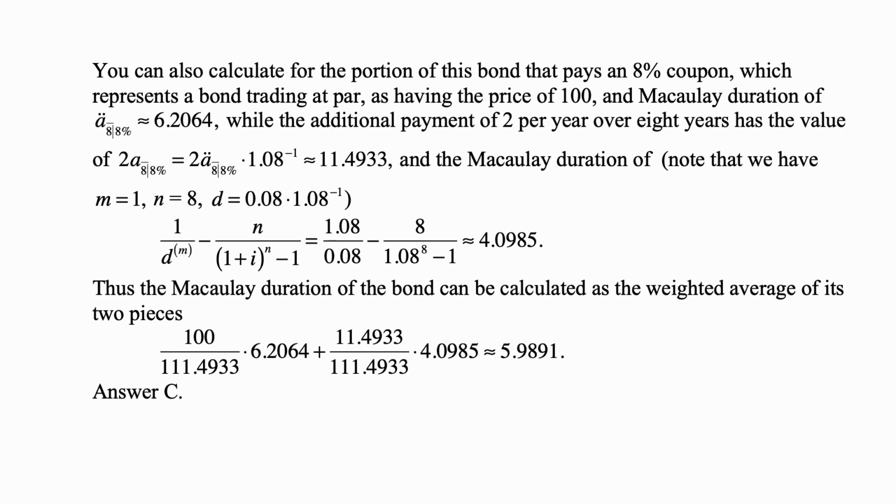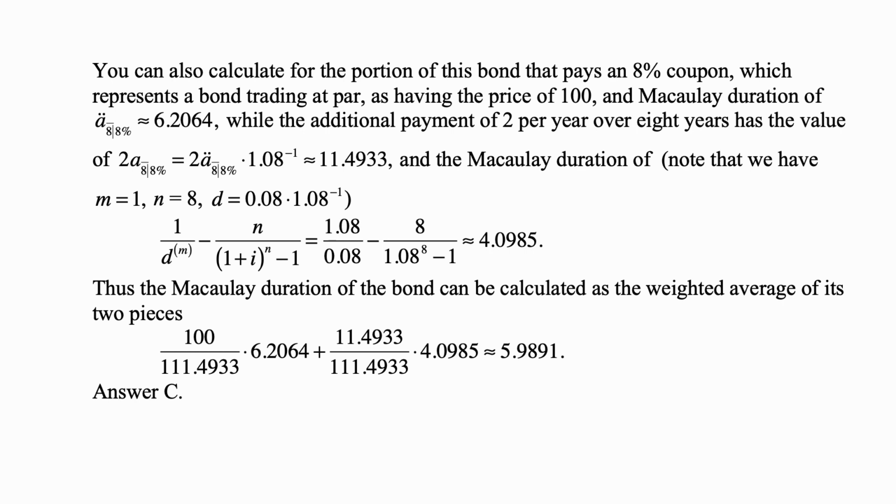and that's approximately 11.4933. And the Macaulay duration of this is the formula that we develop in my manual, and you should know it. 1 over d upper m minus n over 1 plus i to the n minus 1. Well, in this case, m is 1, n is 8, d is 0.08 times 1.08 to the negative 1. So this becomes 1.08 over 0.08 minus 8 over 1.08 to the 8 minus 1, and that's approximately 4.0985.